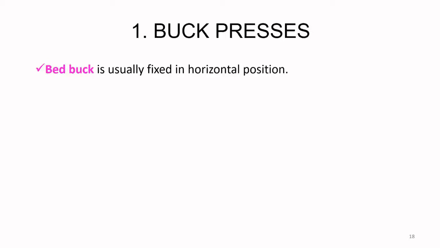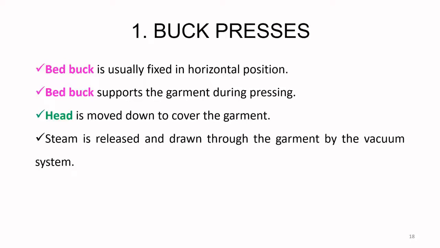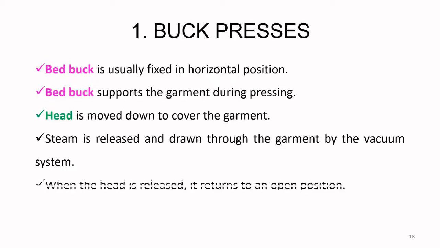Now the blue part, which is the buck. Now the bed buck is usually fixed in a horizontal position because it is horizontal, on top of which you are going to put the garment or the garment part, and then you are going to press it. Now bed buck is what supports the garment during pressing. Head is moved down to cover the garment, and steam is released and drawn through the garment by the vacuum system. So steam is released from the head and then it is sucked through the buck using the vacuum system.